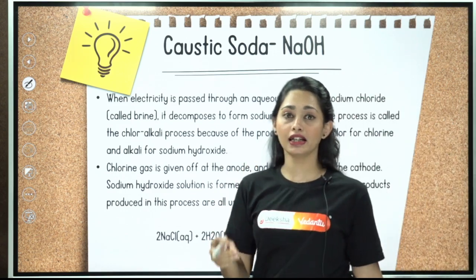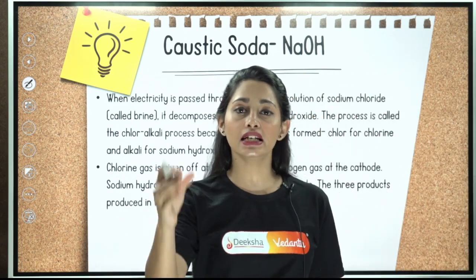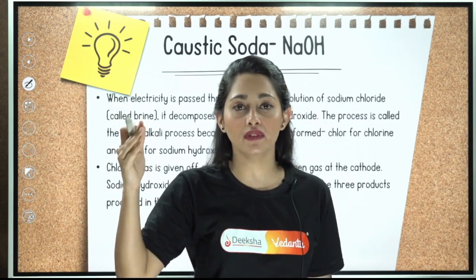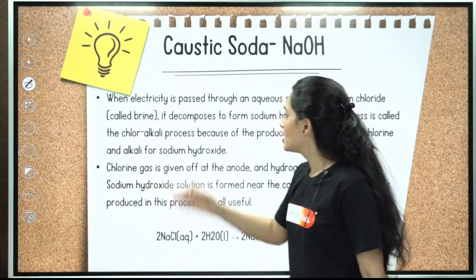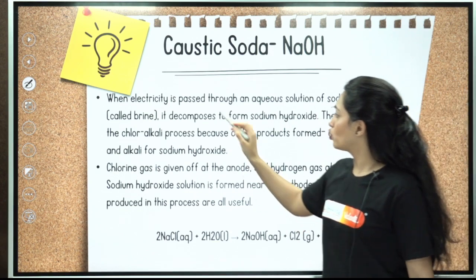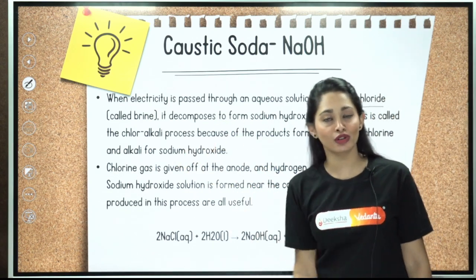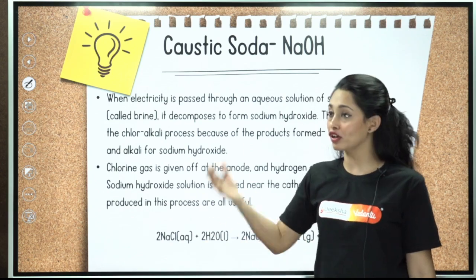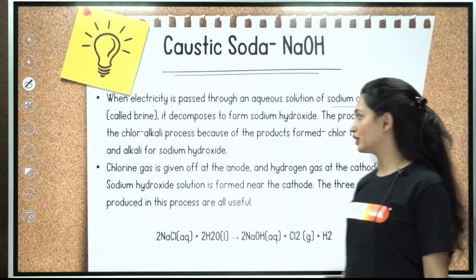It is an alkali. So what are alkalis? Alkalis are those bases which dissolve in water. These are called alkalis. So when electricity is passed through a highly concentrated aqueous solution of sodium chloride, the common salt, it is called a brine solution. This is something that you need to remember.